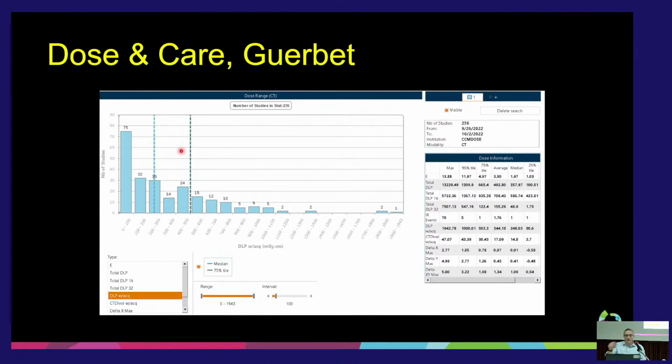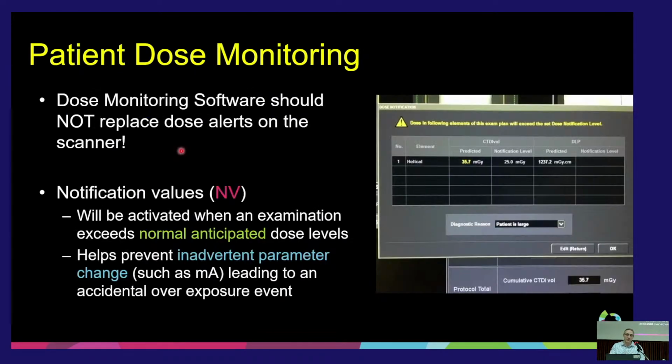I'll talk about that in a couple slides, but just verbally what I could say is we set all of our alert levels at 99%. So only 1% of our protocol, 1% of our exposure events will actually set an alert. And I'll show that in a minute.